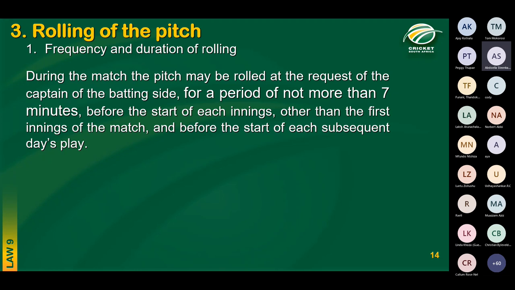So at the start of day two, day three, day four, day five, the pitch may be rolled. That's firstly. Secondly, before the start of each innings, the pitch may be rolled. So a side gets dismissed, or a side declares, or a side forfeits its innings. Before the start of the new innings, the pitch may be rolled. So now we know when the pitch may be rolled: before the start of each innings, and before the start of each subsequent day's play.